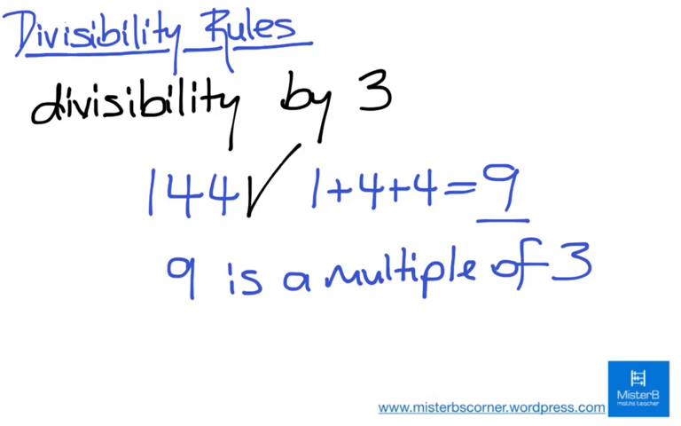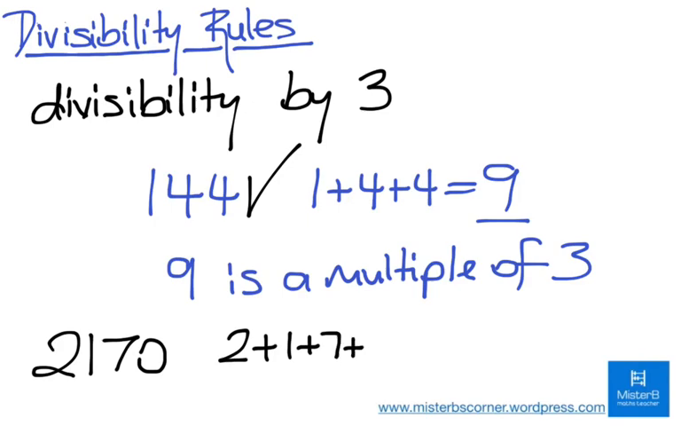Whereas, if you try, let's say, 2170, well, adding them, right, 2 plus 1 plus 7 plus 0, this will give you a 10. 10 is not a multiple of 3, therefore this number, 2170, is not divisible by 3.